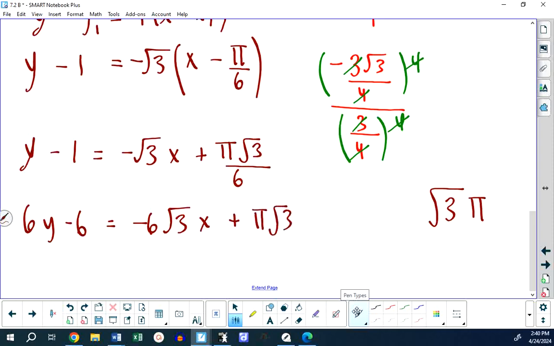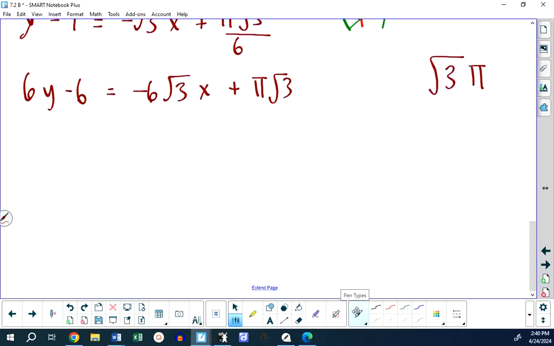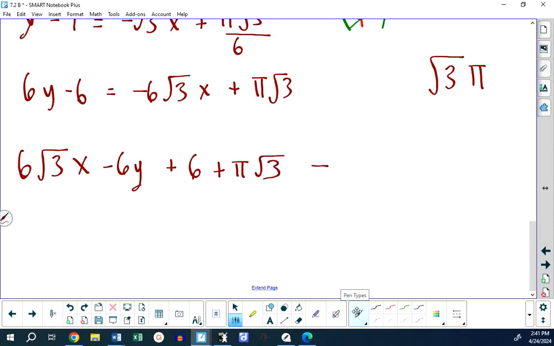I guess I'm kind of done with this question. Whatever you want to do with that, feel free. Zero the equation. If you want to rearrange it for y, I don't like that, but you could. Just double check times 6 times 6 times 6 times 6. So 6 root 3x minus 6y plus 6 plus pi root 3 equals 0.